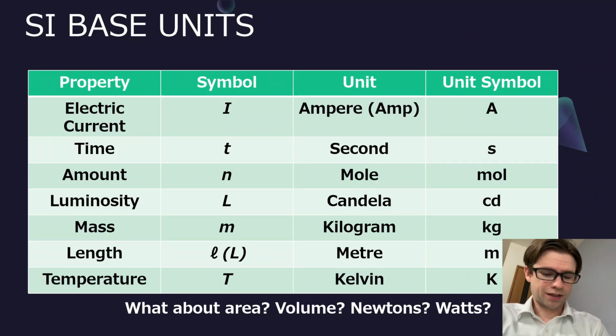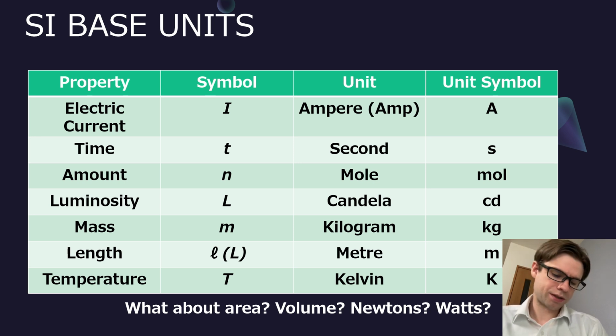So units, another extremely important part of IB science. There's sort of, I guess, 7 key properties that we observe in the scientific world or in the universe. There's electric current, there's time, there's amount, meaning number of something. There's luminosity, there's mass, there's length, there's temperature.